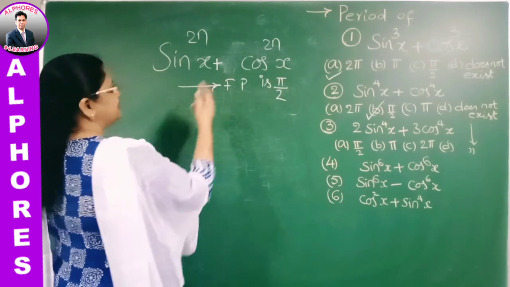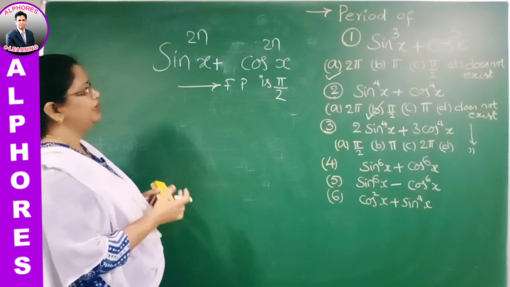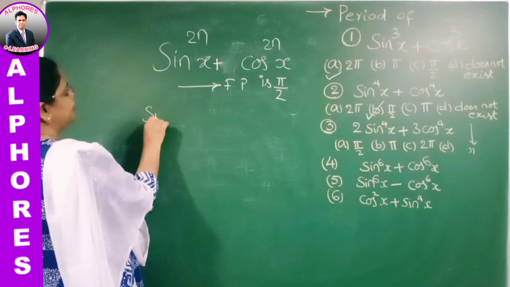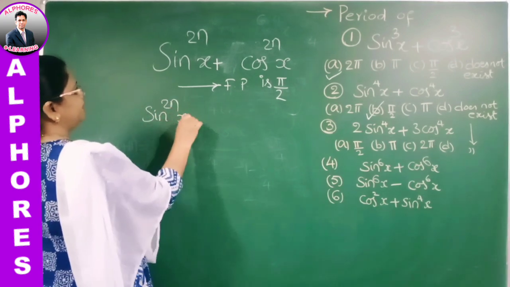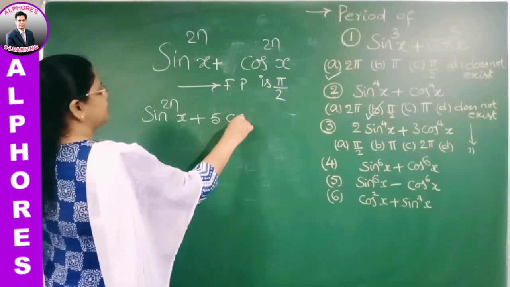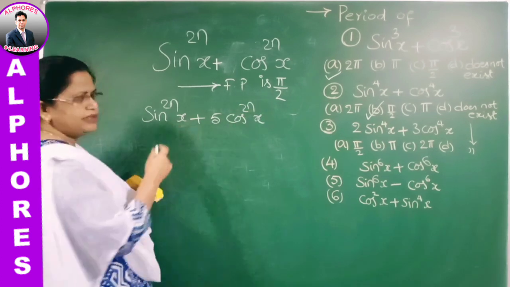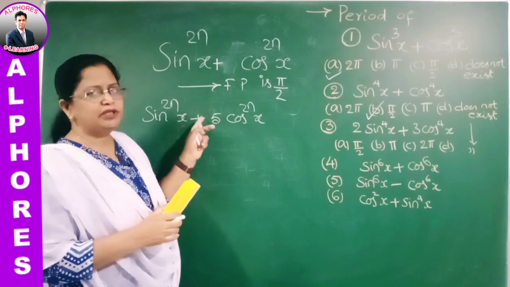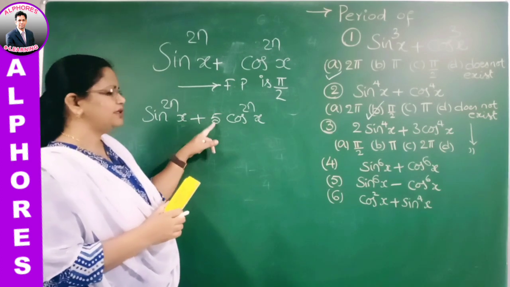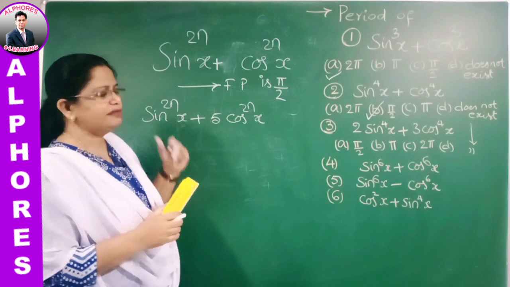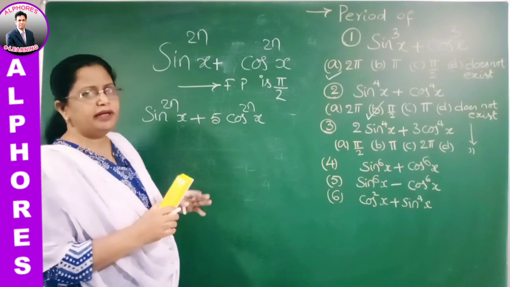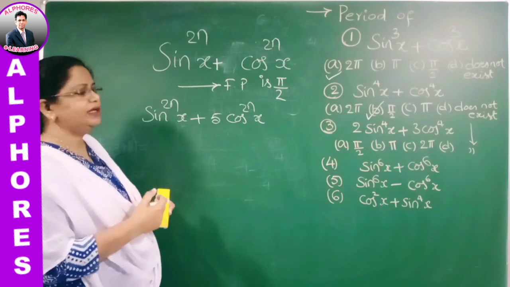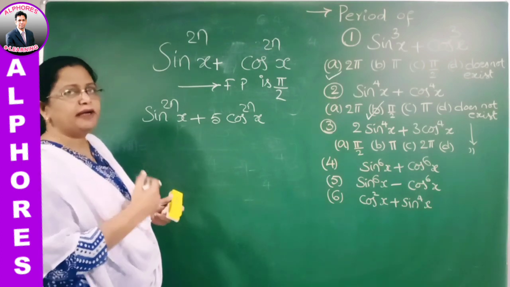Okay, suppose a small change I am making. What is the small change? Before this cosine function, I am taking a value 5 times cos to the power of 2nx. I am not particularly taking 5; you can take any real number, whether positive or negative. Just for example I took 5. Now in this case, can we say again the fundamental period is pi by 2 or not?